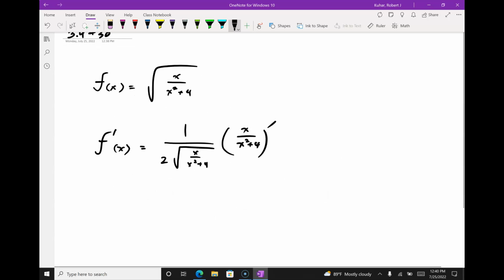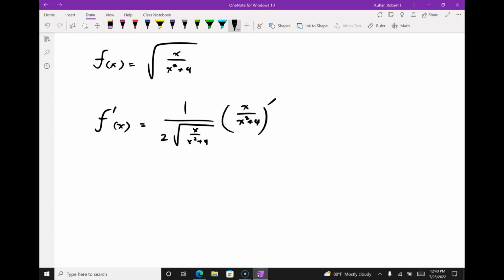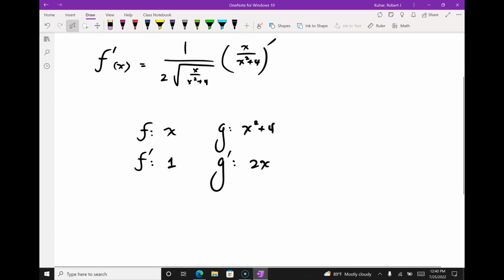Now that piece I have to do with the quotient rule. Top function is x. Don't let me lose you here. You should be writing with me. Derivative of x. Thank you. Downstairs function is x squared plus 4. Derivative of that, 2x plus 0. Nice. And I have to also make sure I grab that downstairs squared.